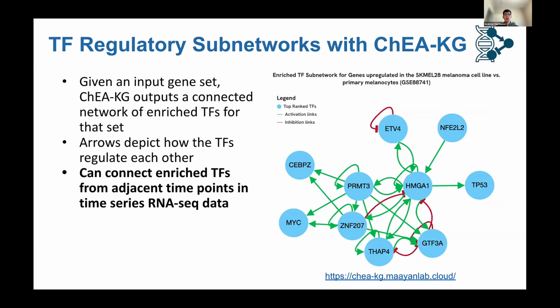Building on ChEA-3, another tool known as ChEA-KG, which was led by Anna Bird, can be used to construct a regulatory network connecting the enriched transcription factors from an input gene set. In this network shown here, red arrows indicate that a transcription factor results in decreased expression of its target transcription factor, while green arrows indicate that a transcription factor results in increased expression of its target.